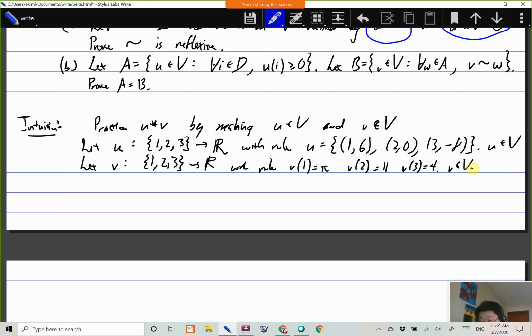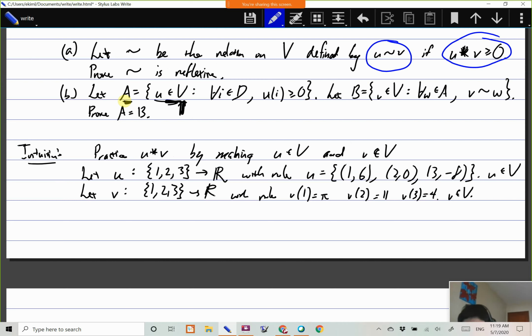And moreover, let's take a look at how capital A was defined. A is a set of functions, because the elements that belong to capital A need to belong to capital V, but functions where for each of 1, 2, and 3 in the domain, the output needs to be bigger than or equal to 0. And that's actually something that happens with v here. So this v defined here actually belongs to capital A. Just a comment.